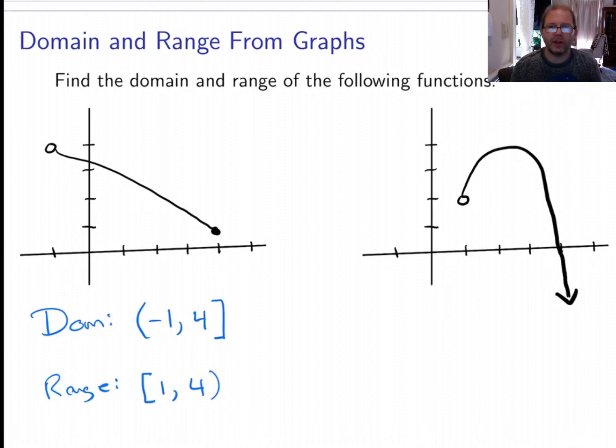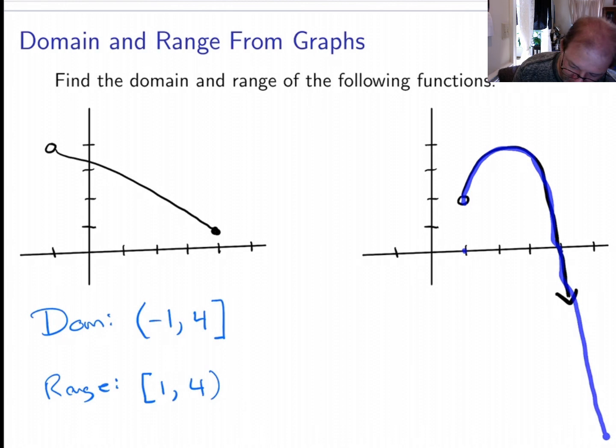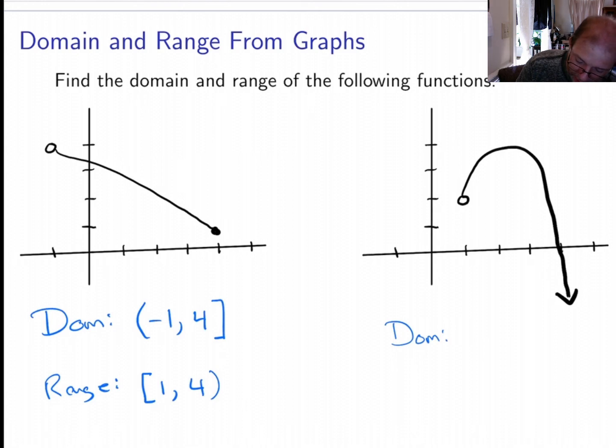All right, let's look at the other one. On this one, it looks kind of like a half parabola or something like that. Again, if we look at all the x values that it takes on, it doesn't quite get an x value of negative 1, but it gets everything up to it. So we get everything along here, and then this is supposed to keep going out to infinity. So the domain here is everything from negative 1 to infinity, but not including the negative 1.